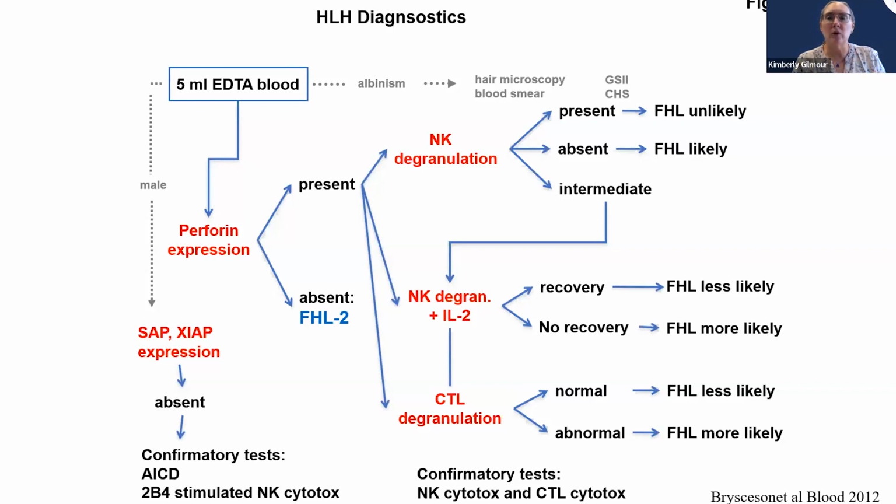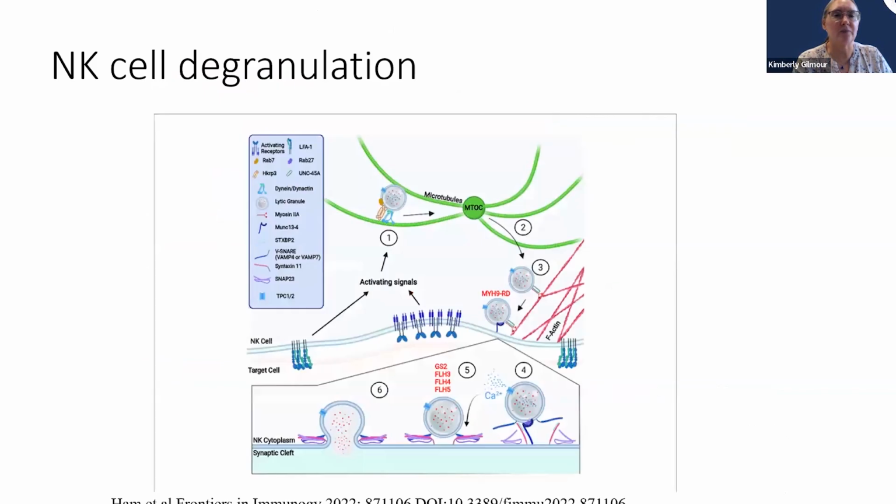If they're male, we'll go ahead and look at SAP and XIAP expression. If absent, then they have XLP1 or XIAP deficiency. And then we can look at NK degranulation. If it's normal, then FHL is unlikely. If it's absent, it is likely. And there are some follow-on tests we can do if you get an indeterminate or intermediate result. But based on this flow chart, this is how we diagnose patients with HLH.